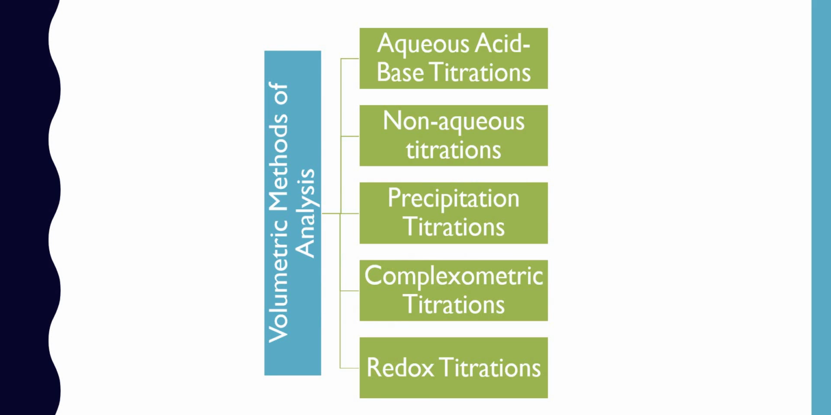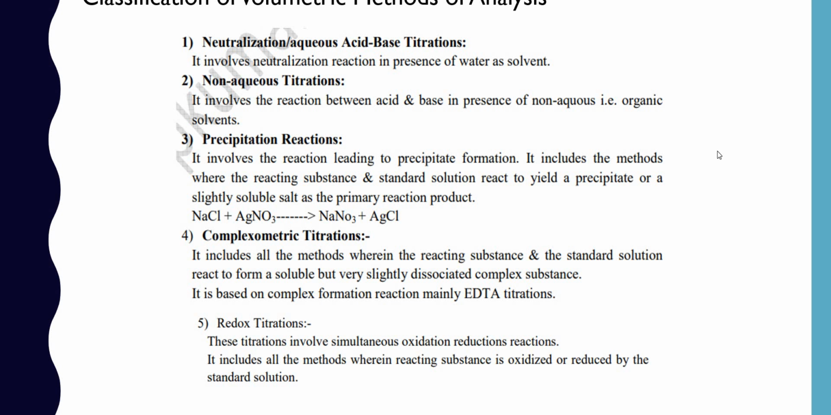So when we are talking about classification of volumetric methods of analysis, it is divided into five major classes, or five different types of volumetric analysis we perform. The first is aqueous acid-base titration, the next is non-aqueous titration, third is precipitation titration, fourth is complexometric titrations, and fifth is redox titrations. Now these five types are described in brief here.